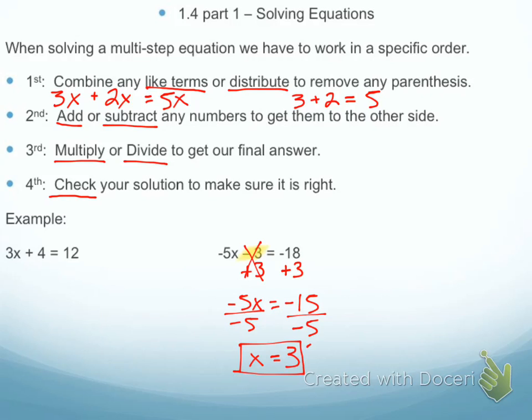I want to check my work, so I grab the 3, I put it back into the top, plug it in for x. So when I do that, I do negative 5 times 3, which gives me negative 15. And negative 15 minus 3 gives me negative 18. So negative 18 is equal to negative 18. That's a true statement, so my answer is right.